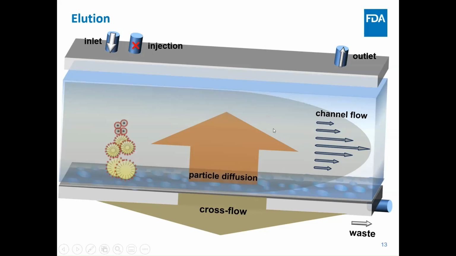As I mentioned, because of the diffusion of particles, the smaller particles tend to diffuse further away from the membrane and stay closer to the center, where they will experience a faster channel flow. In that case, they will be eluted at an early time. Bigger particles stay closer to the membrane and experience a slow channel flow, so they will stay longer inside the channel and elute at a later time. This is how we separate the particles based on their size.